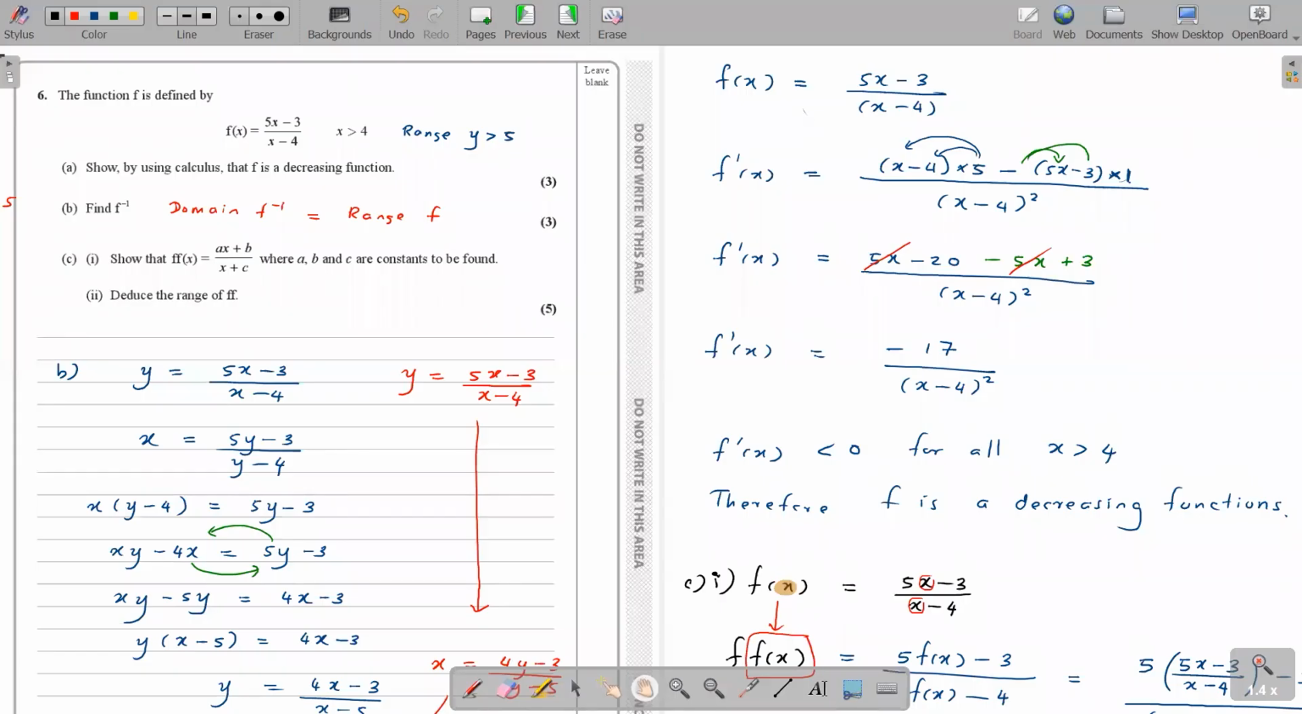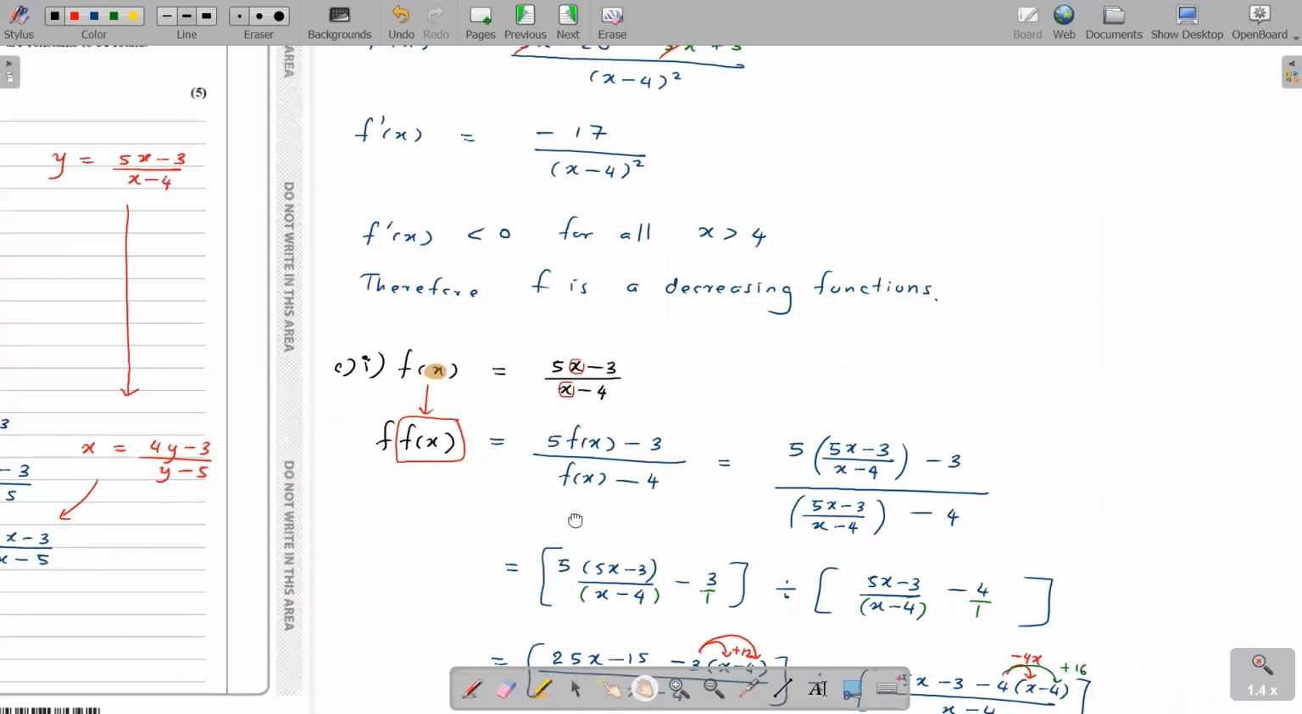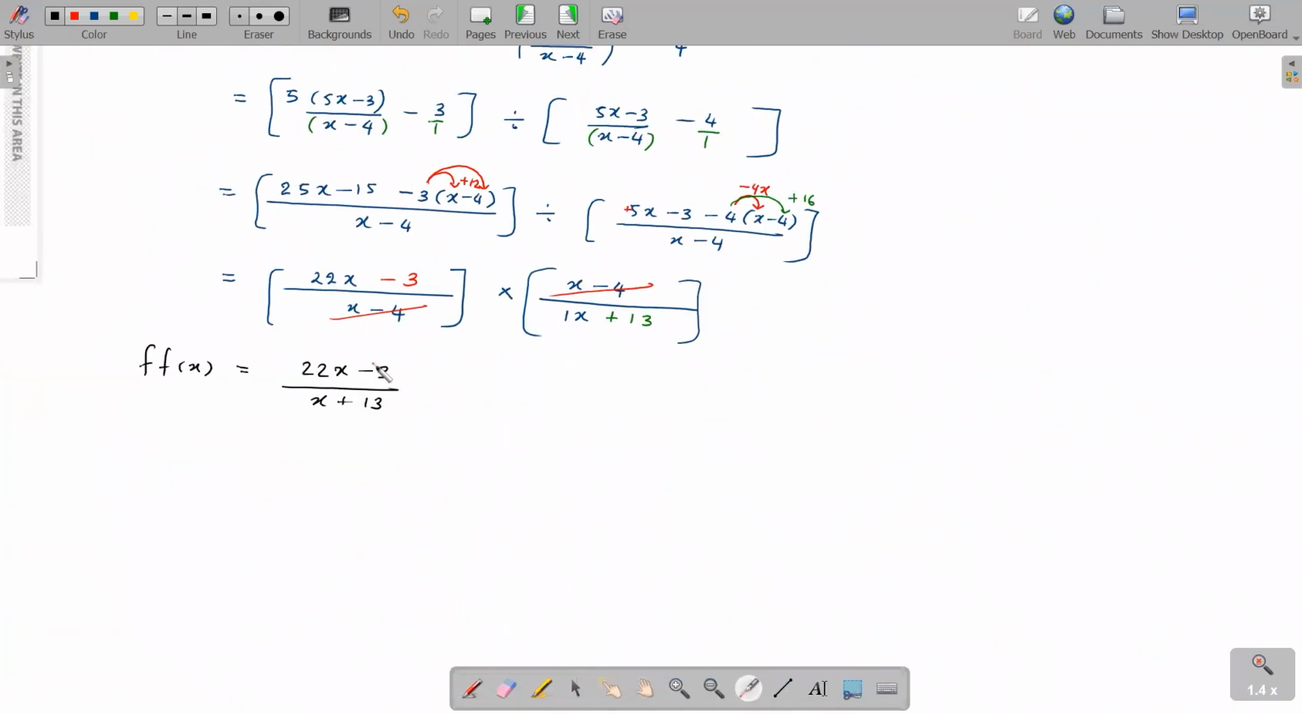Okay, then they ask again in part 2, deduce the range of f of f. So f of f means what we found over here, right? So again, whenever you see a graph like this where you have x in the numerator and x in the denominator, what does it mean? It's definitely a reciprocal type graph, and we know they are asking you to find the range of the f of x values. Okay, so let's go to find the range.